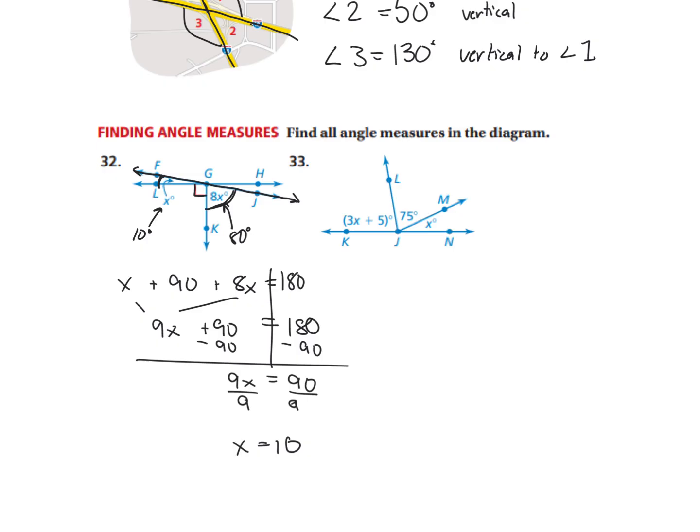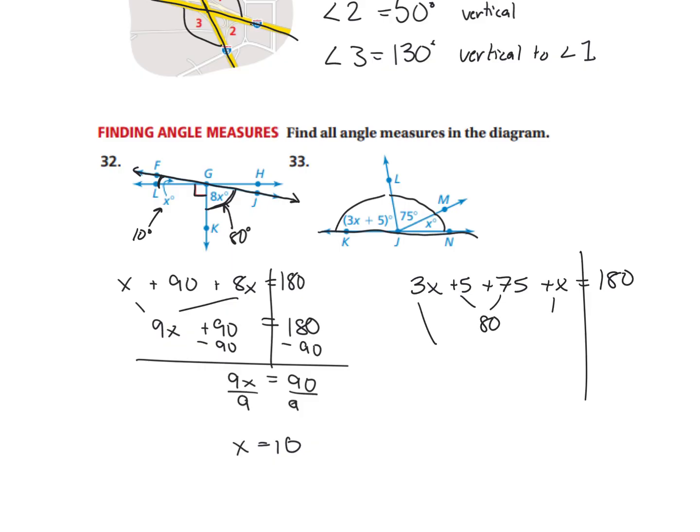For 33, the angles that I want to figure out would be these. And again, all three of these angles here are making up this straight line. So I could say 3x plus 5 plus 75 plus x gives me 180. 5 plus 75 is 80. x and 3x make 4x. So I've got 4x plus 80 equals 180.